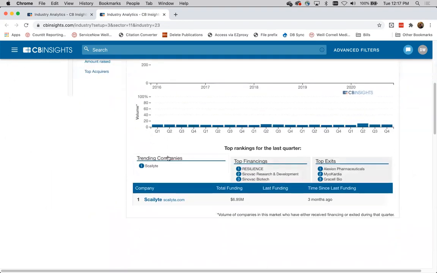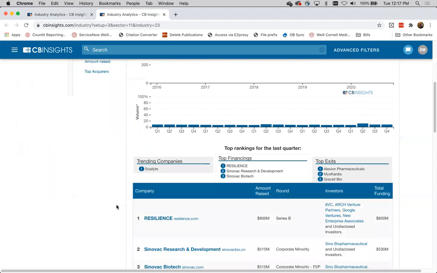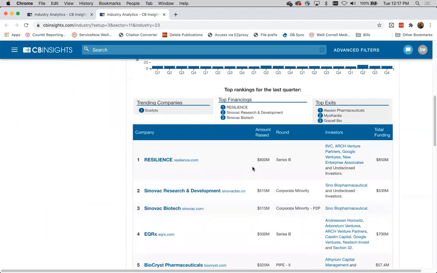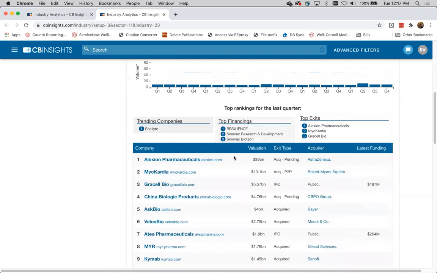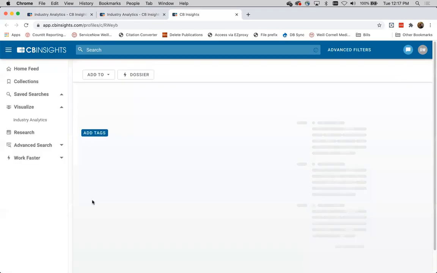You get a little bit of information on trending companies. Again, that's usually related to deals and money. Top financing, so who's getting the most money. And top exits, so who is getting the highest valuations while they're going to the private sector or the public sector. So we'll use this one as an example. The exits are actually good companies to look at because they typically have every piece of information that is available. So if you want to see the full picture, we'll look at one of these.